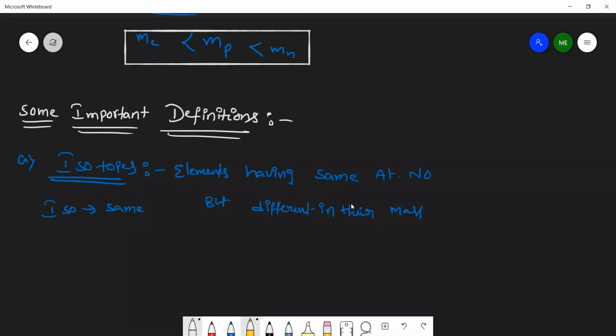Then the mass A for hydrogen is 1, here it is 2, here it is 3. The atomic number is the same, but the mass is different. That type of elements we call isotopes.